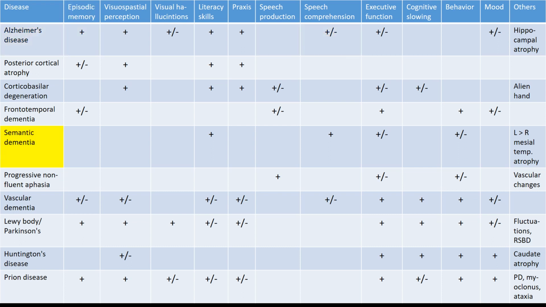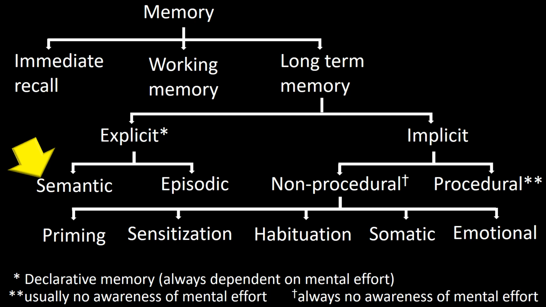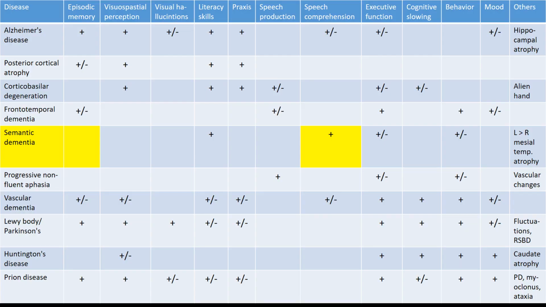In semantic dementia, episodic memory is not involved. Patients with semantic dementia lose semantic memory. Semantic memory is explicit or declarative memory. Explicit memory is considered long-term memory. Semantic dementia initially manifests by problems with speech comprehension.